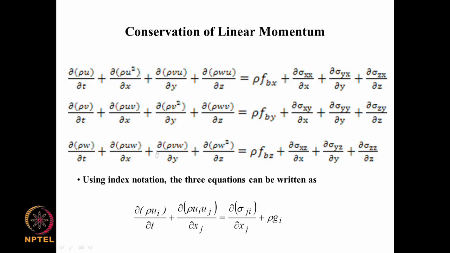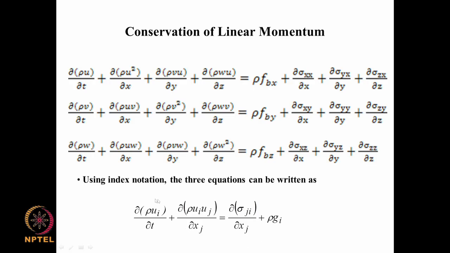So, these are all the rate of change, the temporal change here, and then the change associated with the flow, that is the difference between what is coming in with the flow and what is going out with the flow, is advection. This is called the advection term here, and then the body force term, and then these are the stresses acting on this. So, using index notation, we can write in a short form like this: dou by dou t of rho u i plus dou by dou x j of rho u i u j equal to dou by dou x j of sigma j i plus rho g i.